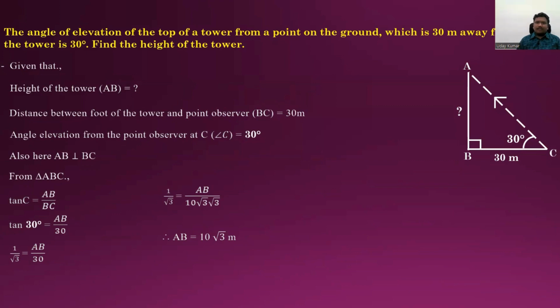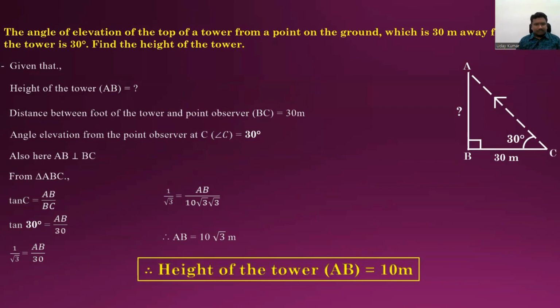But what is AB? Height of the tower. Let's mention the conclusion part. Yes, height of the tower AB is equal to 10 root 3 meters. It's not 10 meters, it's 10 root 3 meters. This is 10 root 3 meters.